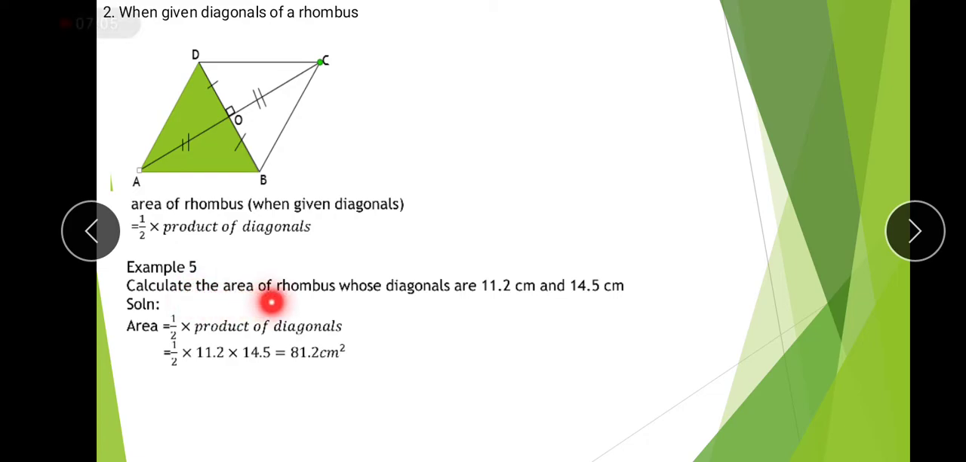Example: calculate the area of rhombus whose diagonals are 11.2 centimeter and 14.5 centimeter. Solution: we know that the area is given by half times product of diagonals. That will be a half times 11.2 times 14.5. The answer you will get will be 81.2 square centimeter. Hope up to there we are together.